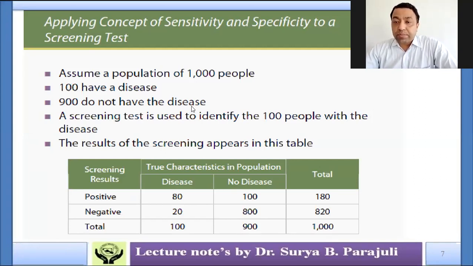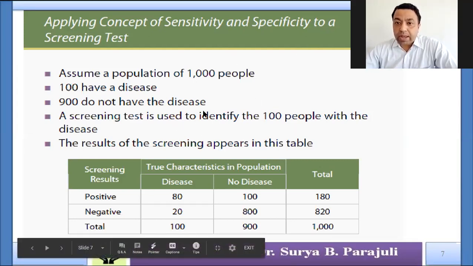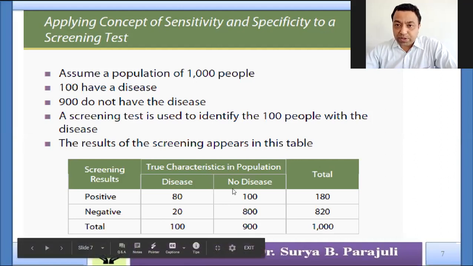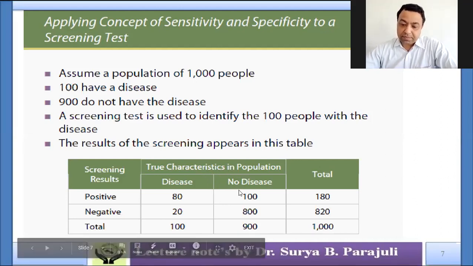This result came from the RT-PCR test. Okay. And if you try to use the RDT kit in the same population, then we have this result. Okay, this is the true characteristic of the population. Actually, these are all hypothetical. It's not possible. Okay, these are hypothetical.